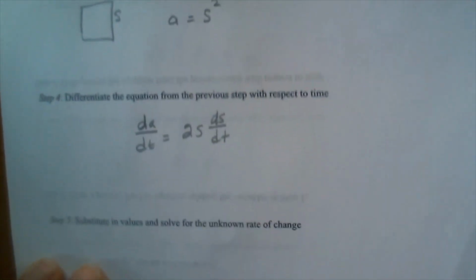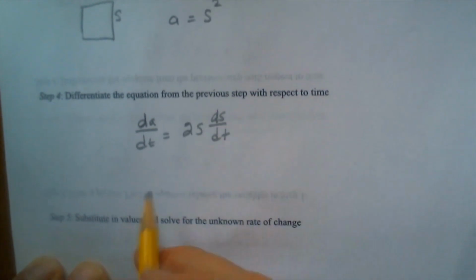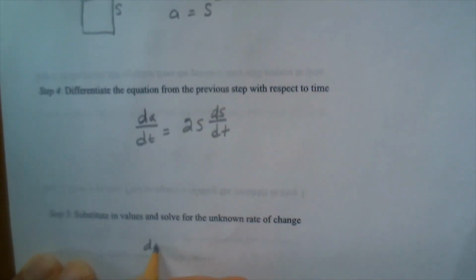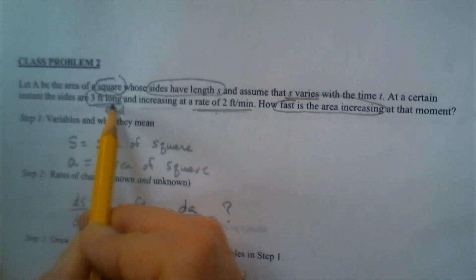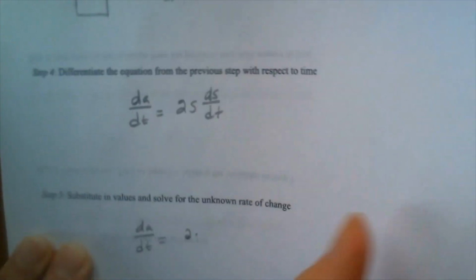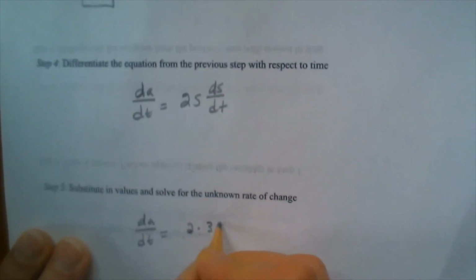And then we substitute in the values that we were given up above. We're trying to find dA/dt. So dA/dt is equal to 2 times s for sides. Well, it was at the end. We were going to put in the sides are 3 feet long. So 2 times 3 feet.